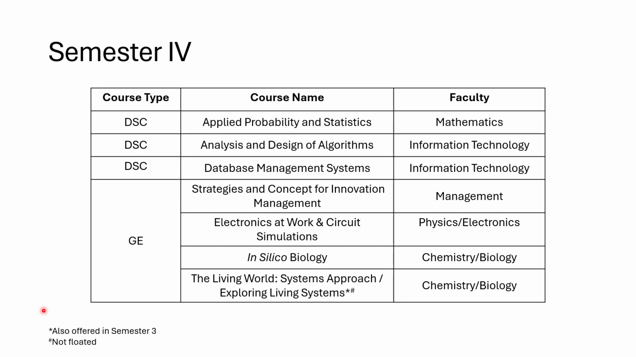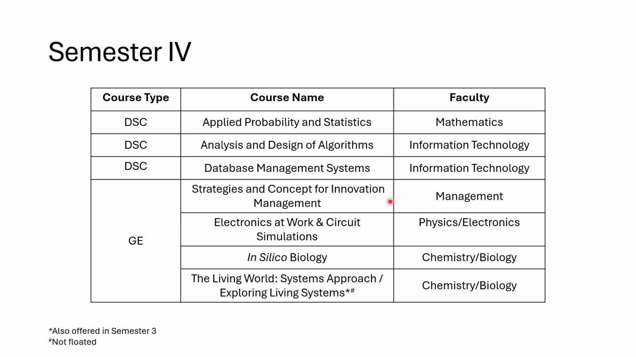We move on to semester 4 here. Talk about DSCs. From mathematics, you have applied probability and statistics. And from IT, you have two papers: analysis and design of algorithms and database management systems.